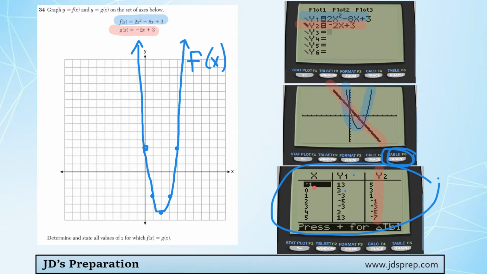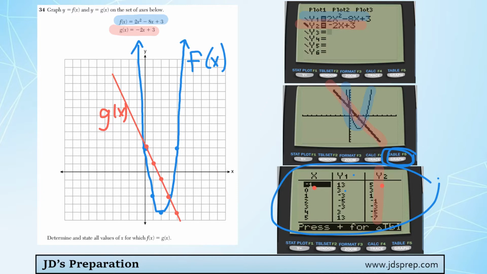So let's see, when x is 0, we have a y value of 3. When x is 1, y is 1. When x is 2, we get negative 1. Oh, that was a little off. Let me draw that better there. When x is 3, so 3, negative 3. And then 4, negative 5. Okay, so that's going to form a straight line. And we can label that as g of x. Great, first part of the question done.